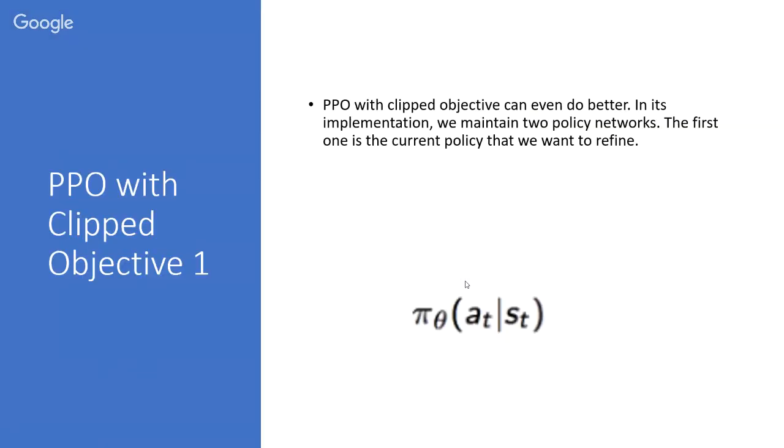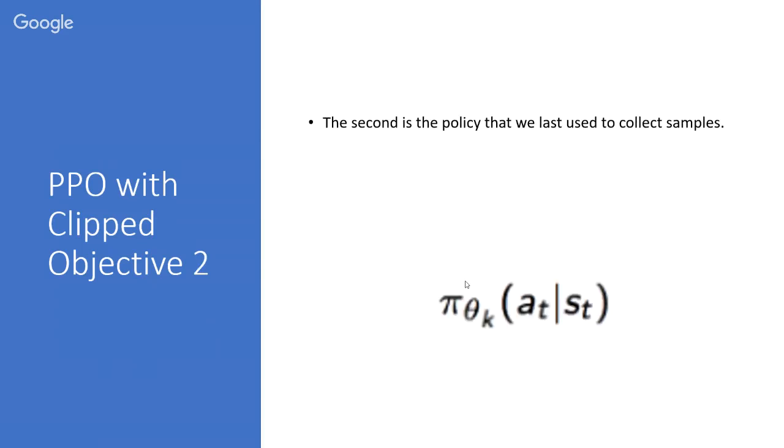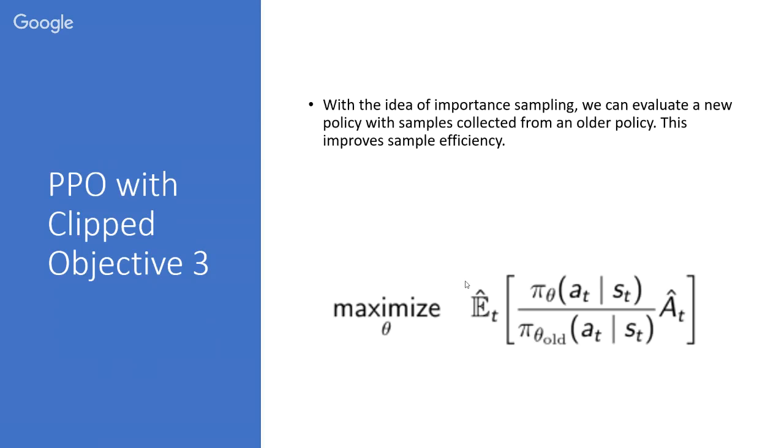Now, let's talk about PPO with clip objective. PPO with clip objective can even do better. In its implementation, we maintain two policy networks. The first one is the current policy that we want to refine. The second is the policy that we use to collect samples. With the idea of importance sampling, we can evaluate a new policy with samples collected from the old policy. This improves sample efficiency.